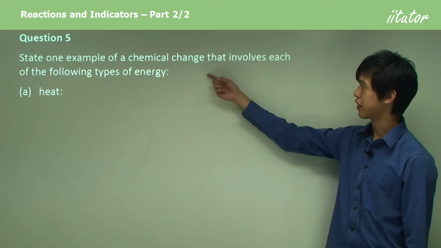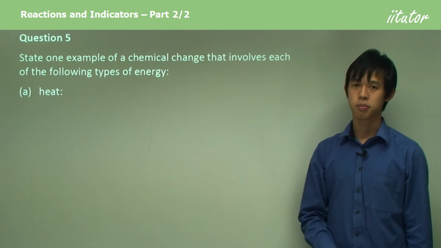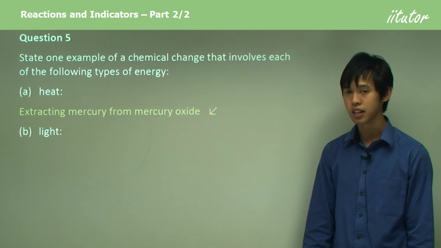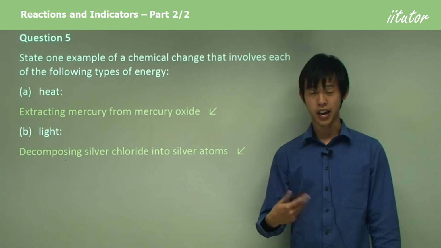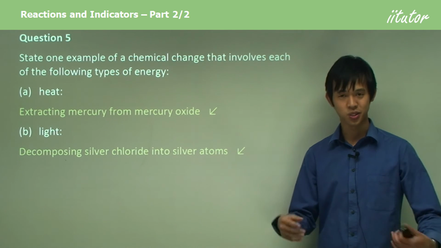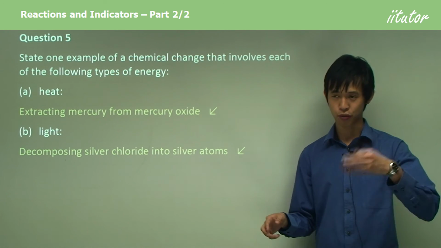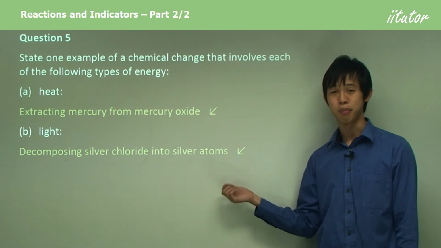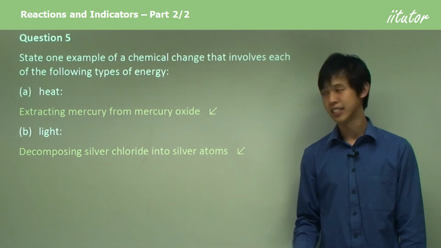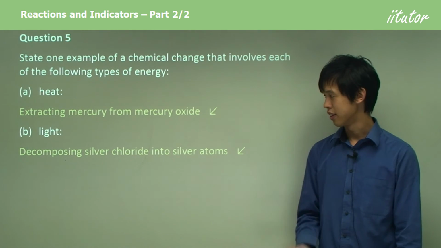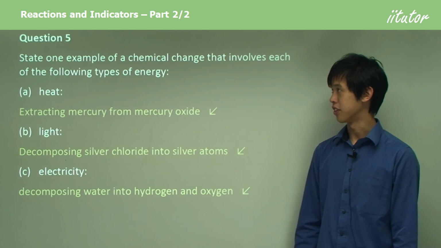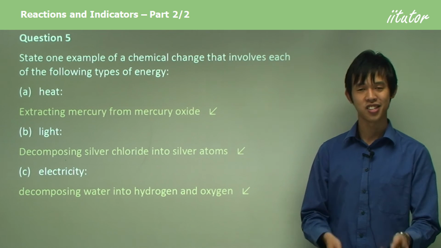Okay? So state one example of a chemical change that involves each of the following energy types. So for heat, we can extract mercury from mercury oxide through the use of heat. Light, so decomposition of silver chloride into silver atoms through the use of ultraviolet light. This is how the old school cameras used to work. Before digital, we had film, and just before the normal film that we use, the color film, we had black and white film, which used silver chloride paste, and when light struck it, it would turn black, and that blackness was related to the silver atoms. That's one reaction that involves light. And electricity. We can decompose water into hydrogen and oxygen. So we can use electricity to split water into hydrogen and oxygen.